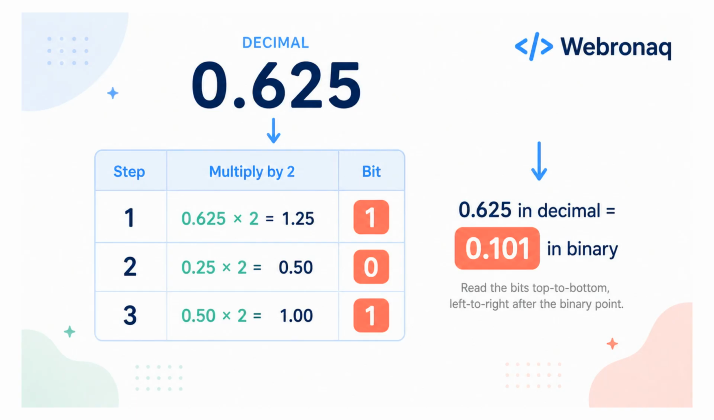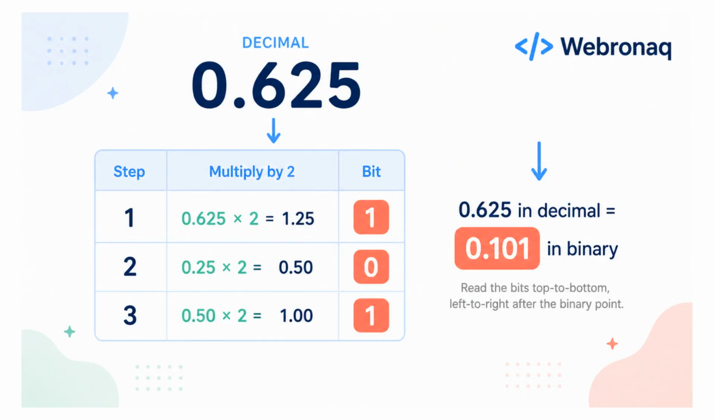It's called the multiply by 2 method. Here's how it works. Take the fractional part and multiply it by 2. Look at the result. If the whole number part is 1, write down a 1. If it's 0, write down a 0. Then take whatever fraction is left over and repeat. Let me walk you through it.